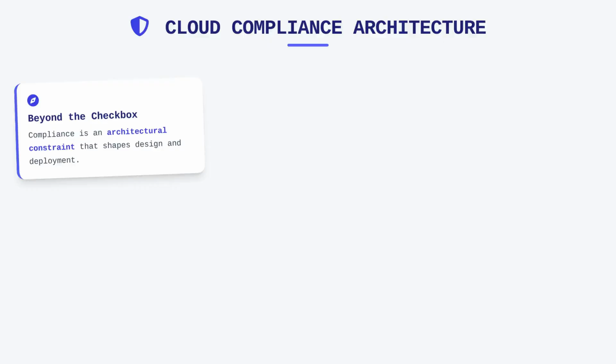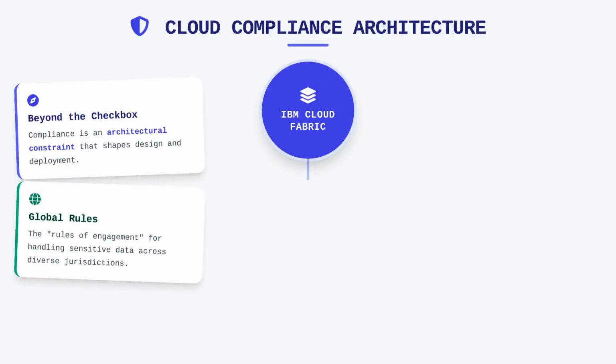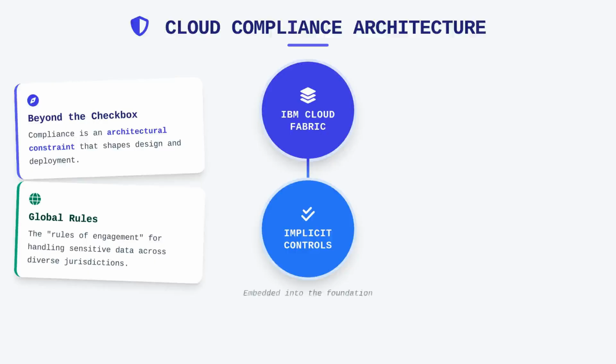When we talk about global regulatory frameworks, we are essentially discussing the rules of engagement for handling sensitive data across various jurisdictions. IBM Cloud positions itself as a robust platform that implicitly understands these requirements by embedding compliance controls directly into the fabric of its service offerings. This means that when you are architecting a solution, you are not building on a blank slate, but on a foundation that attempts to meet international expectations for data integrity, residency, and privacy.